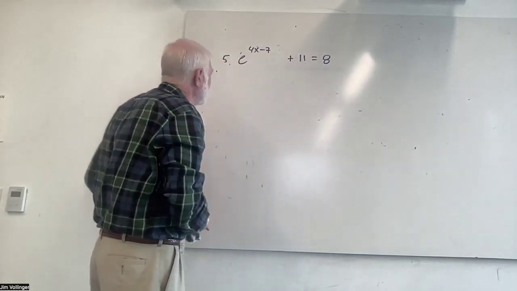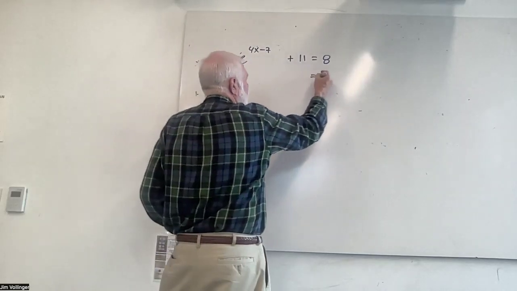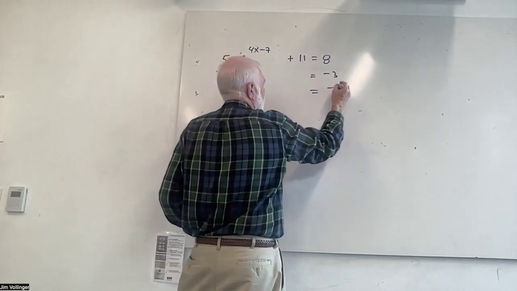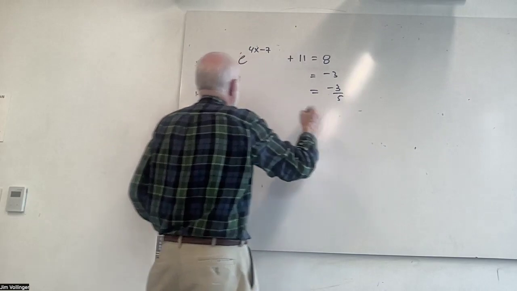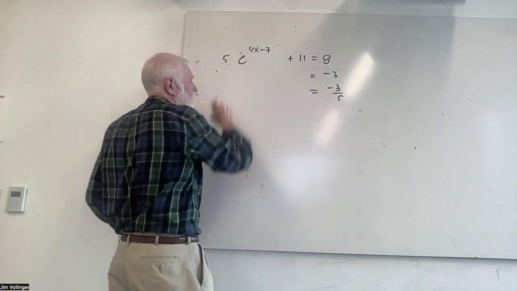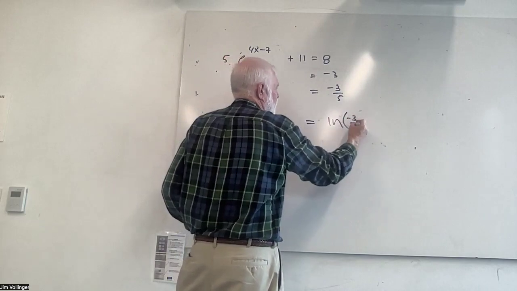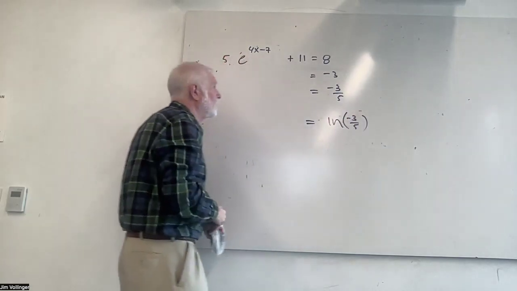Let's see, what am I going to do? Oh, I think I'm going to subtract 11. I think I'm going to divide by 5. Oh, I don't think I'm going to take a cube root. I think I'm going to do the inverse of e, which is the ln. I can stop here on this particular problem because that's undefined.